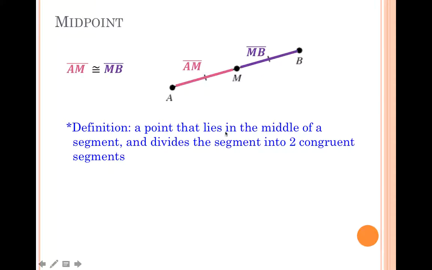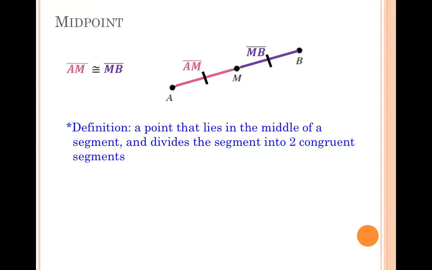And according to this definition, it divides the segment into two congruent segments. So if M is my midpoint, it means that the two segments on either side of that midpoint are congruent. So segment AM is congruent to segment MB. Remember, that's our nifty congruent symbol, the little equal sign with the little tilde. And the way that we mark congruent segments is with these little dashes. This means that segment AM is congruent to segment MB.